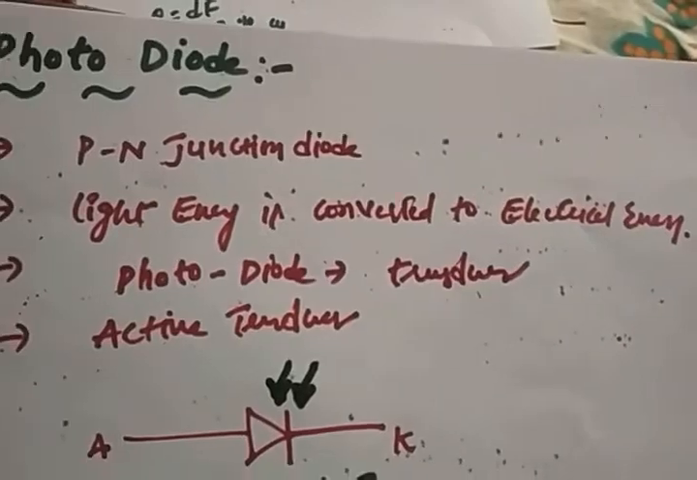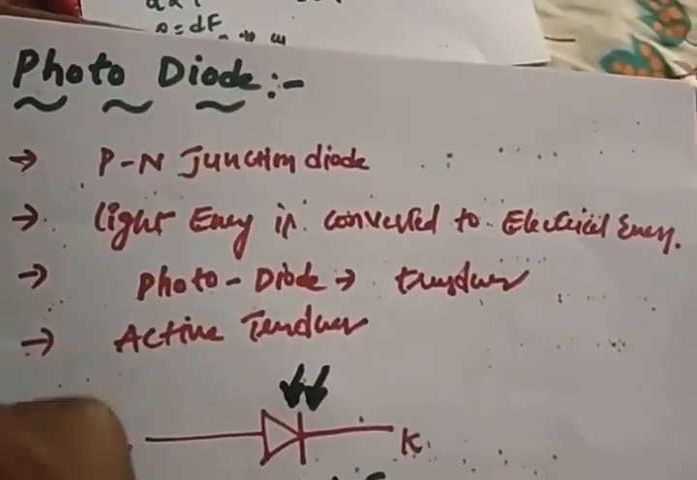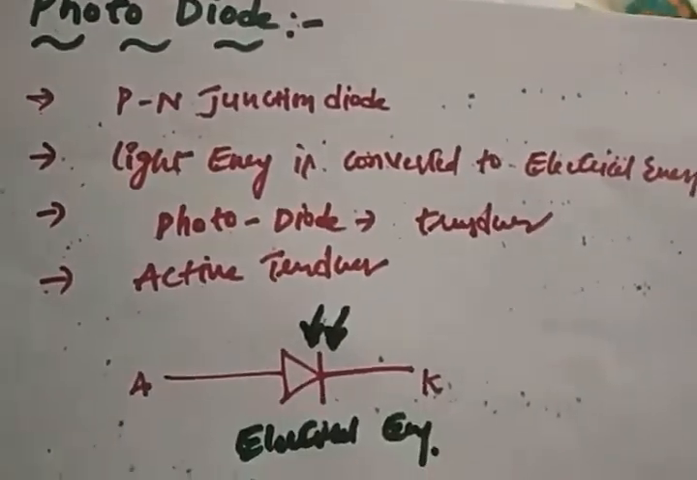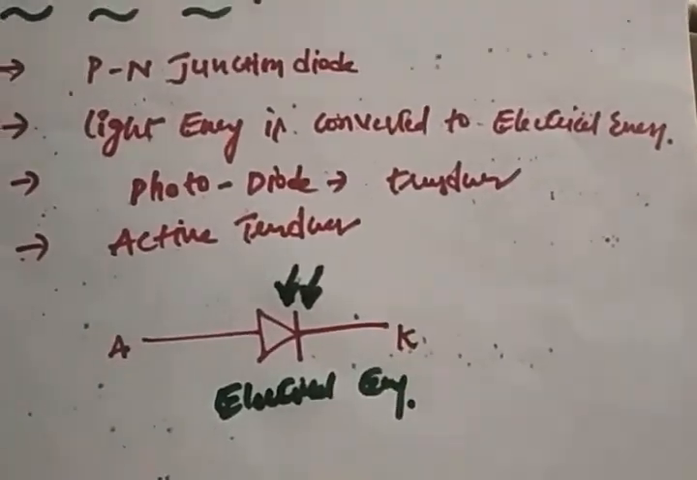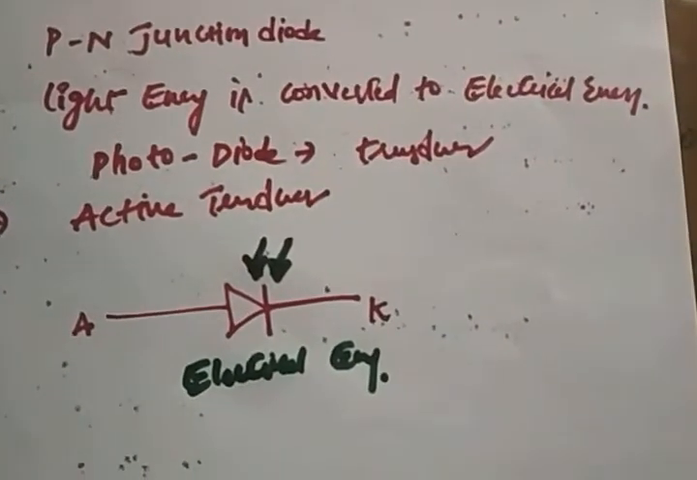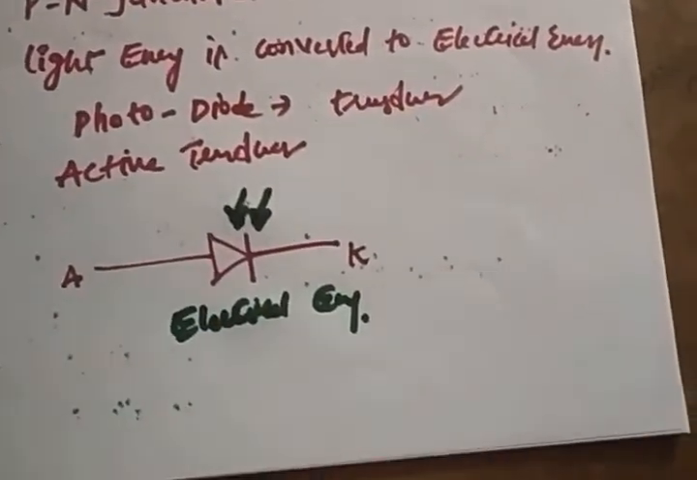See, a photodiode is nothing but a p-n junction diode. The name itself indicates, photodiode means where light energy is converted to electrical energy. So it's a transducer also, an active transducer. It has P junction and N junction, anode and cathode. When photons or light hit the diode, electrical energy is generated.